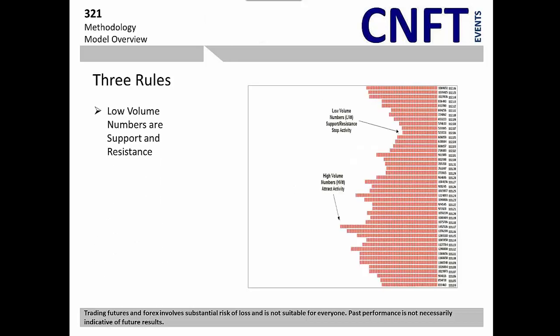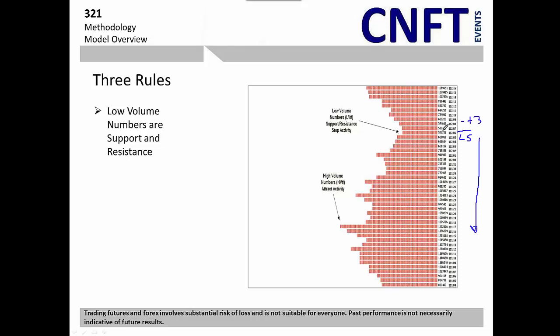And so our first rule is low volume numbers are support and resistance, and especially on CBOT contracts. I mean, you can just have a resting limit sell against a low volume number with a stop plus 3 ticks outside of it. And if you're right, the market's going to come back to this high volume number. So low volume numbers are support and resistance in all markets. In CBOT contracts, they're pretty firm barriers.